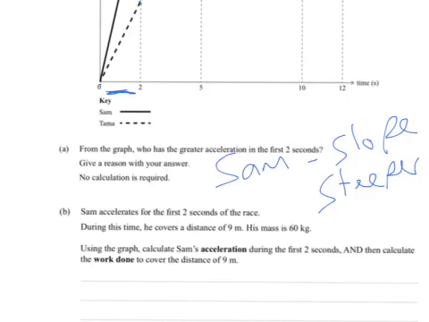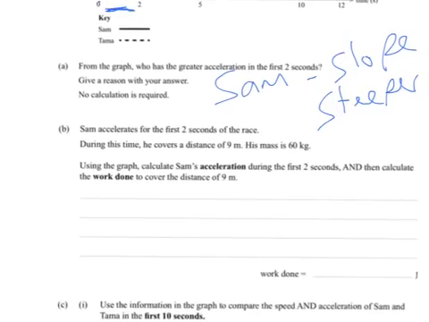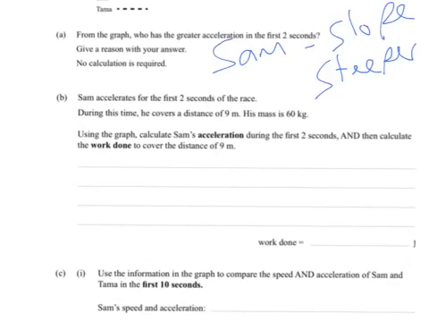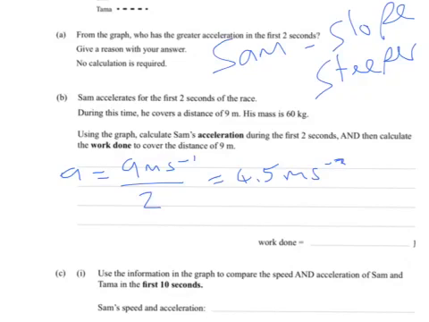B. Sam accelerates for the first 2 seconds of the race. During this time he covers a distance of 9 meters. His mass is 60 kilograms. Use the graph to calculate Sam's acceleration during the first 2 seconds, and then calculate the work done to cover the distance of 9 meters. So we need the acceleration, which is the change in speed, 9 meters per second, over the time, which was 2 seconds, which gives 4.5 meters per second squared acceleration.